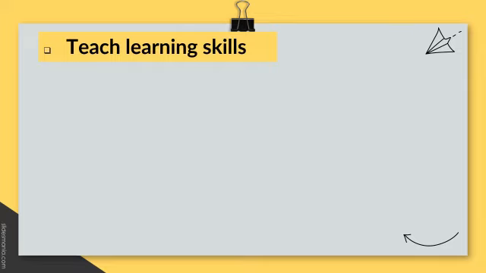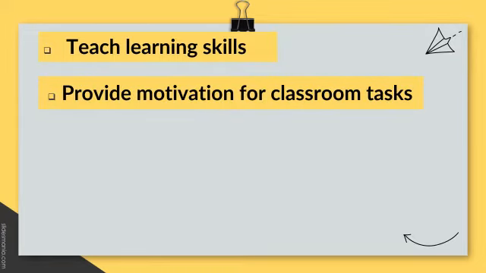One is to teach learning skills. The teachers in humanistic learning theory focus on helping students develop learning skills. Students are responsible for learning choices, so helping them understand the best ways to learn is key to their success. Next, teachers provide motivation for classroom tasks. Humanistic learning focuses on engagement, so teachers need to provide motivation and exciting activities to help students feel engaged about learning.